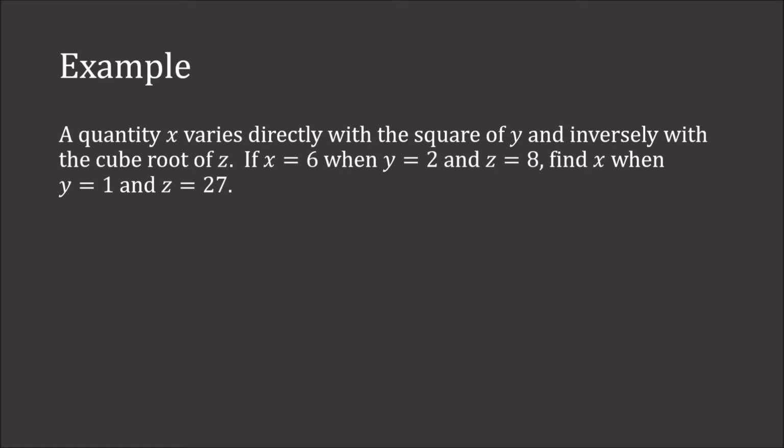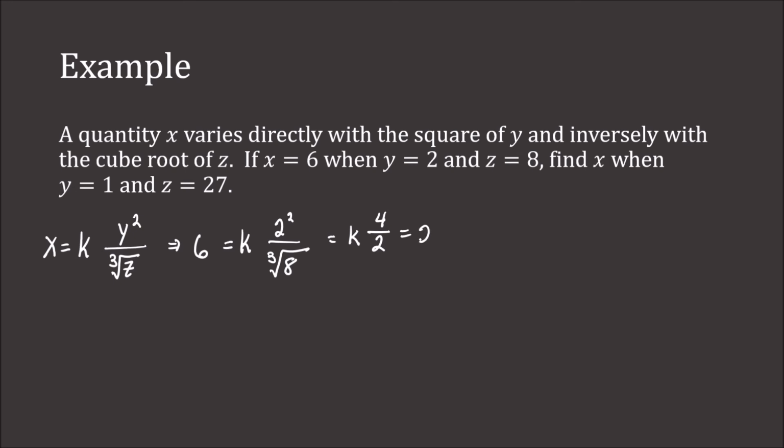So the model, so we have k. Then we know that it's going to vary directly with the square of y, which is y squared, over, inversely with the cube root of z. Now x is 6 when y is 2, so this will be k times 2 squared over the cube root of 8. So it's k times 4 over 2. This is just simply 2k. This means that k has to be 3.